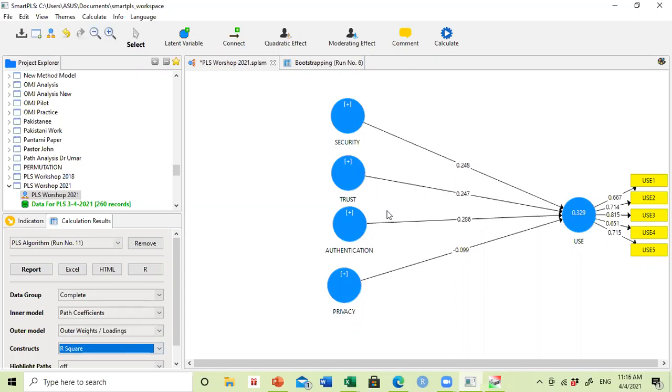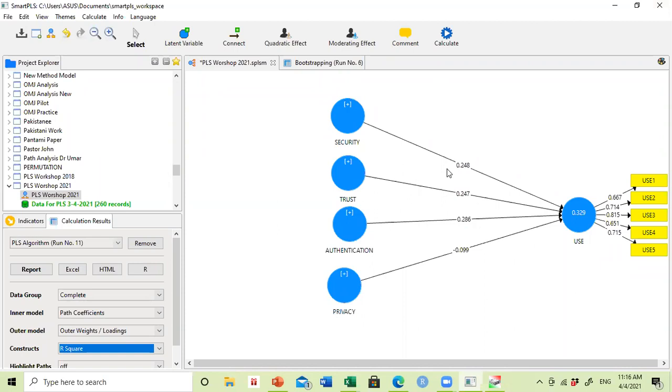I hope you understand. But the question is, when you click the R square and look at the model, you find that all the numbers in the constructs have disappeared. It remains only one, use. Why? Because the R square of use is the total contribution of the whole four independent variables in the model. The IVs explain or contribute 32.9% of the prediction of use.